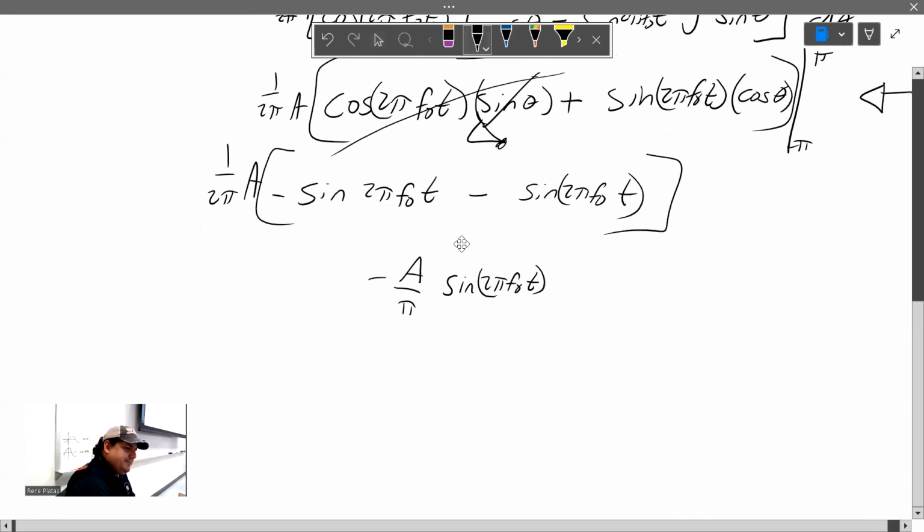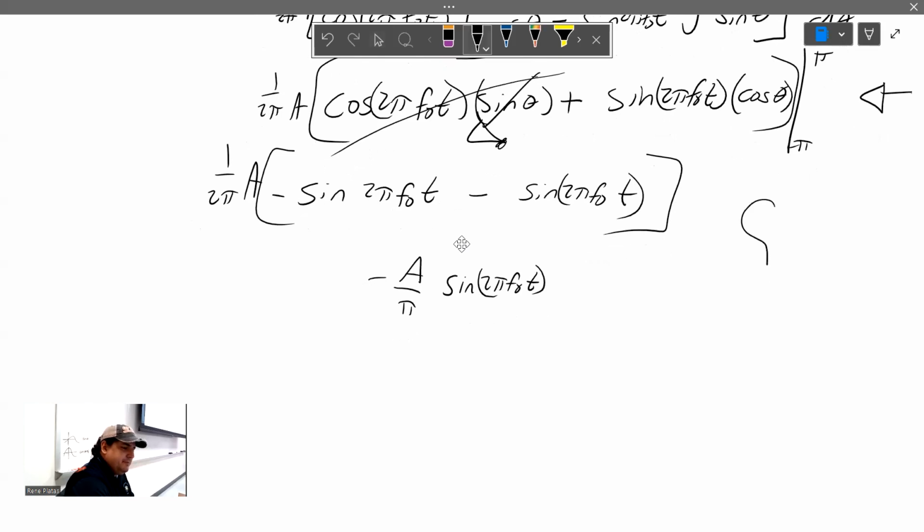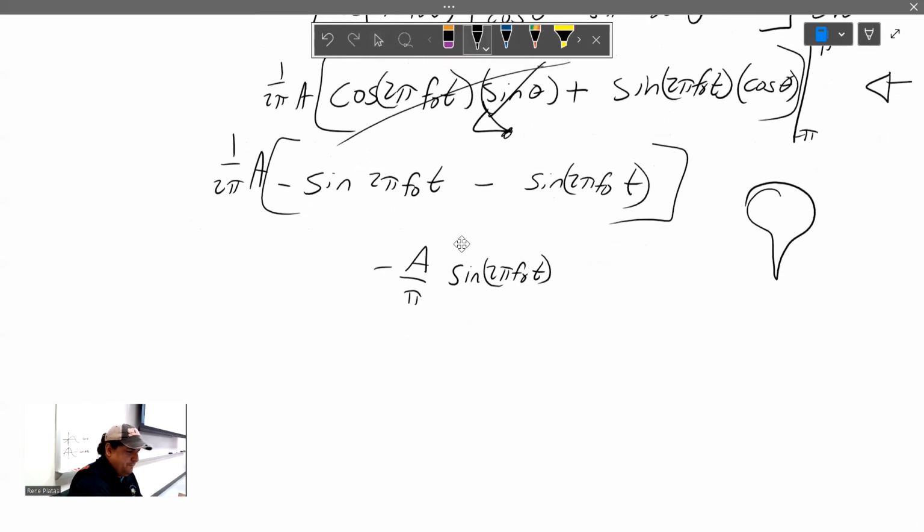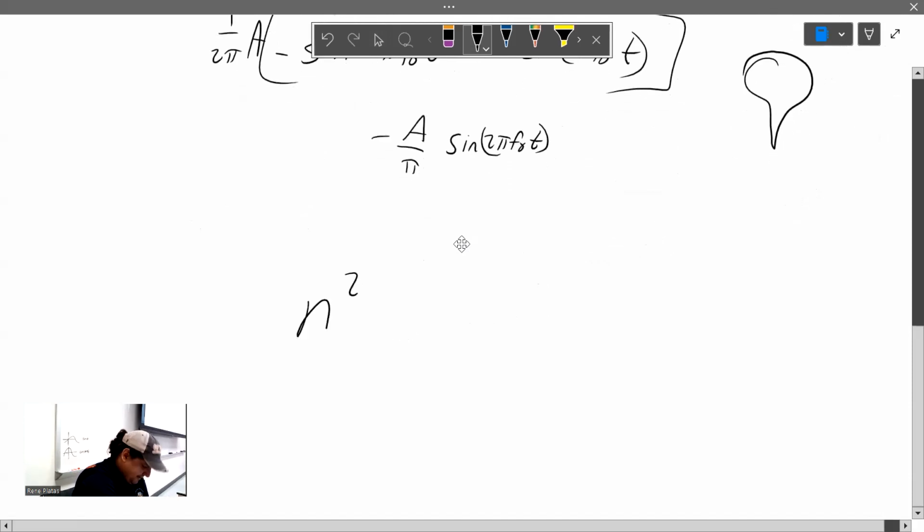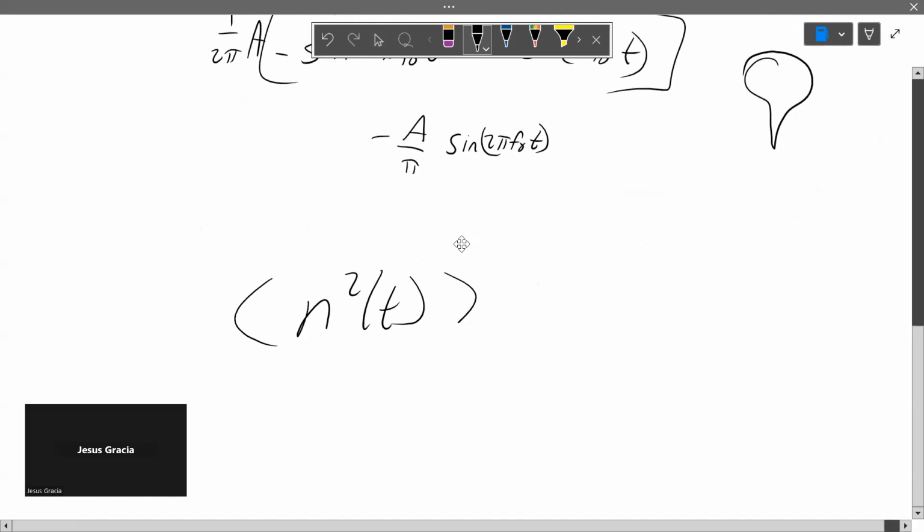Let's put a pin on it. That's a pin. And then get to the n squared t. Oh, I remember why now. I just figured it out.